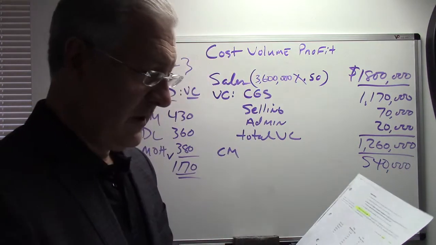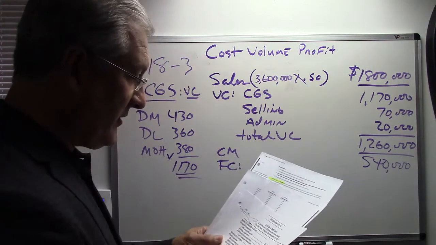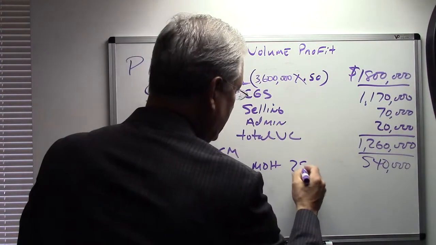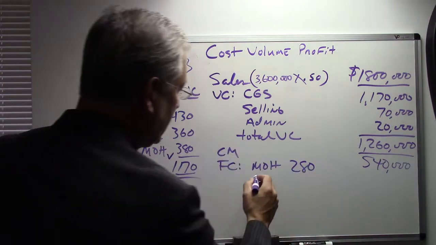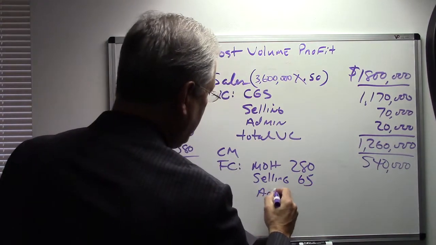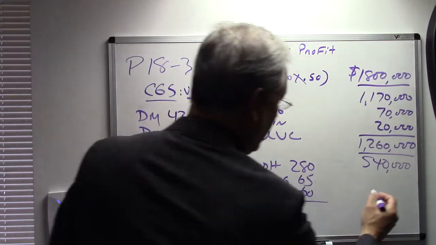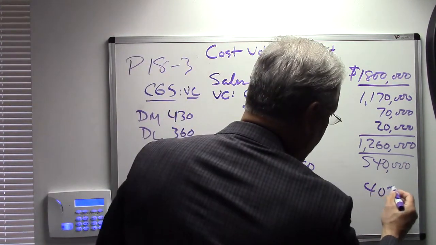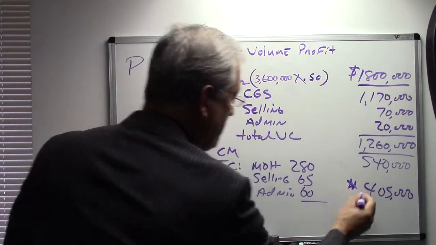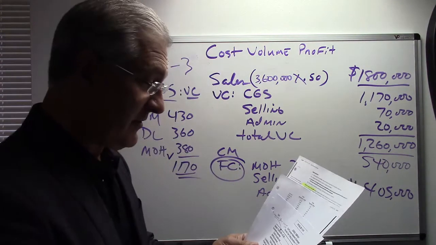We then need to subtract our fixed costs, and those fixed costs represent manufacturing overhead, which is $280,000, selling, which is $65,000, and admin, which is $60,000, for a total of $405,000. Now that's an important number because we're going to need that later on. So let's remember that the fixed cost is $405,000.